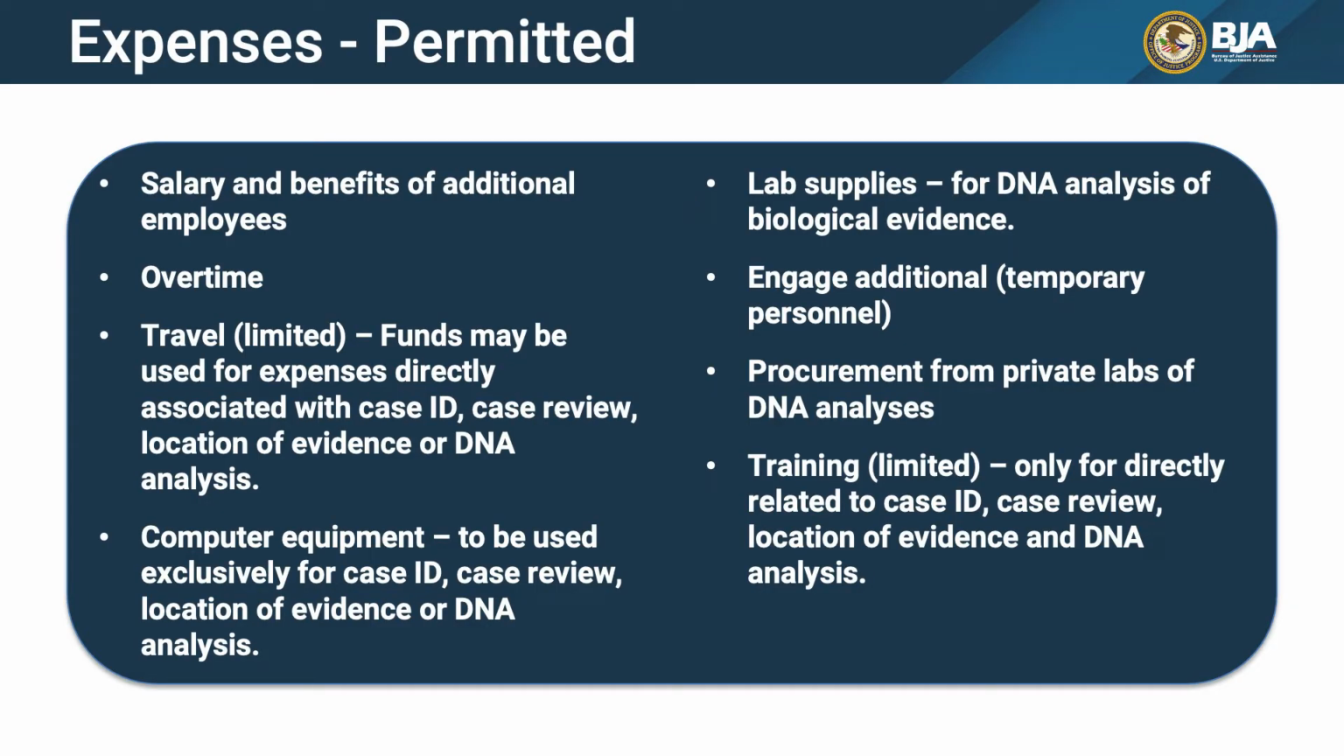As can be found on the solicitation starting on page 9, here's a summary of the permissible expenses for this program. Salary and benefits of additional employees, overtime, limited travel to be used directly for expenses directly associated with case identification, case review, location of evidence, or DNA analysis. Computer equipment to be used exclusively for case identification, case review, location of evidence, or DNA analysis. To engage temporary personnel, procurement from private labs of DNA testing, and limited training only for training directly related to case identification, case review, location of evidence, and DNA analysis.